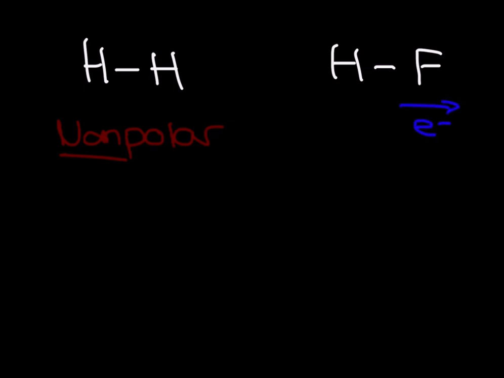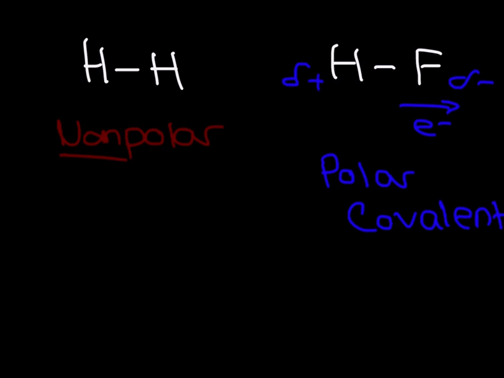Now, granted, the electrons are still being shared, but they're going to be shared unequally. Whenever you have an unequal sharing of electrons, it's going to be polar covalent, as opposed to a non-polar covalent bond where the electrons are shared equally. Because fluorine is more electronegative, it pulls the electrons towards itself. Fluorine is going to acquire a partial negative charge, and hydrogen is going to be partially positive.